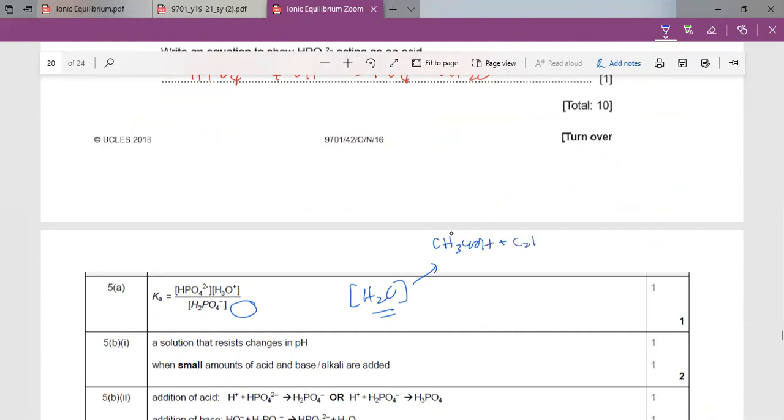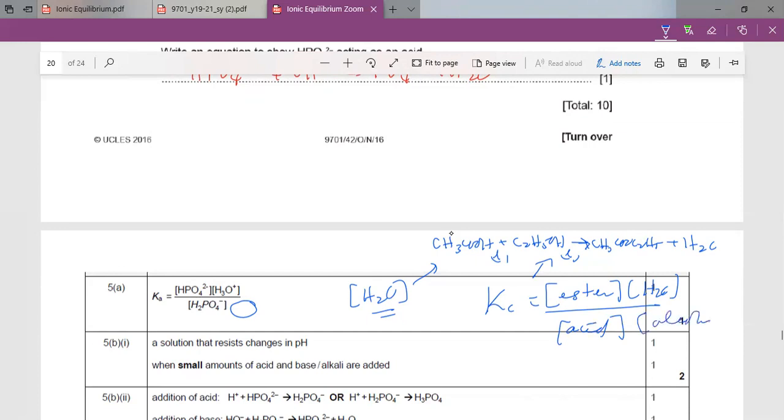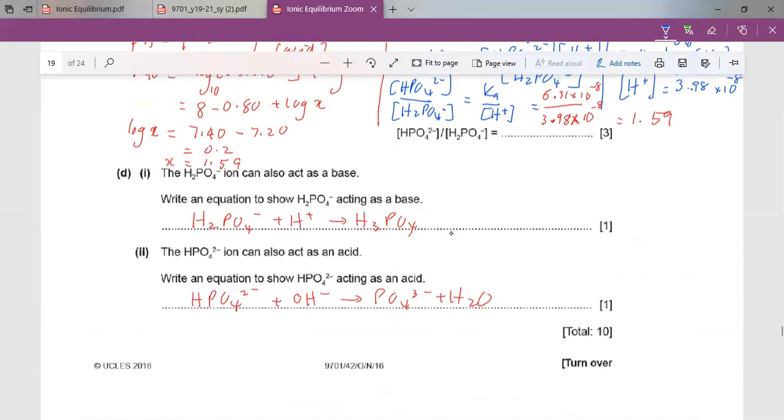plus ethanol, we assume there is no water, it's all pure liquid. It gives you the ester, CH3COOC2H5, plus water. In only this case, your Kc must include water: your ester and water must be there. Others, no one puts water because it's a huge amount that is included in the Kc. Your acid here and your alcohol. This is the only case where water must be there. In other cases, no need. So you can see here, water is omitted.